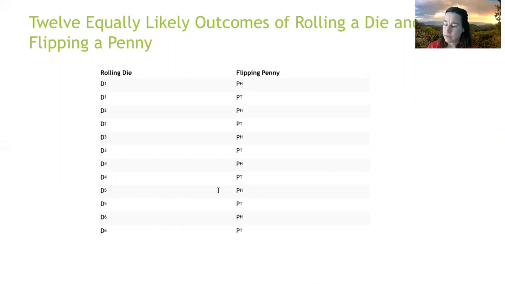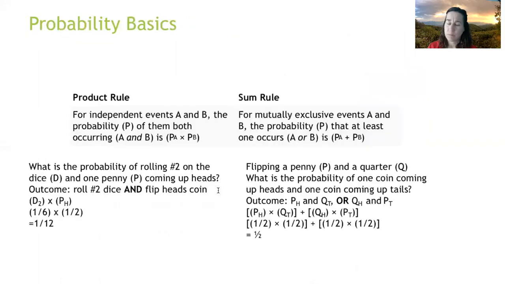The textbook goes over probability basics, some math involved. I'm not going to make you know this on the test. I'm going to focus on Punnett squares, but real briefly, I'm going to cover this part. There is the product rule and the sum rule. On the product rule, that's where you're looking for one event and another event.